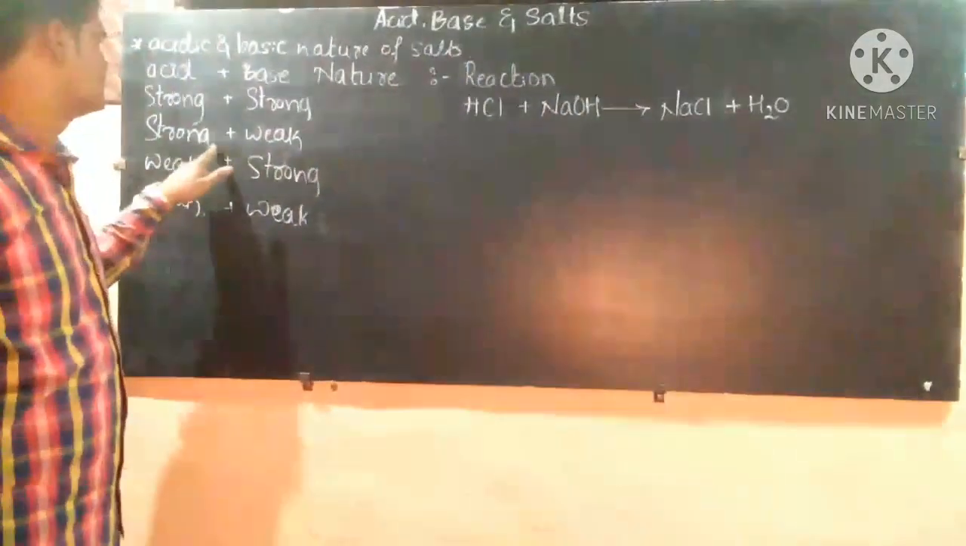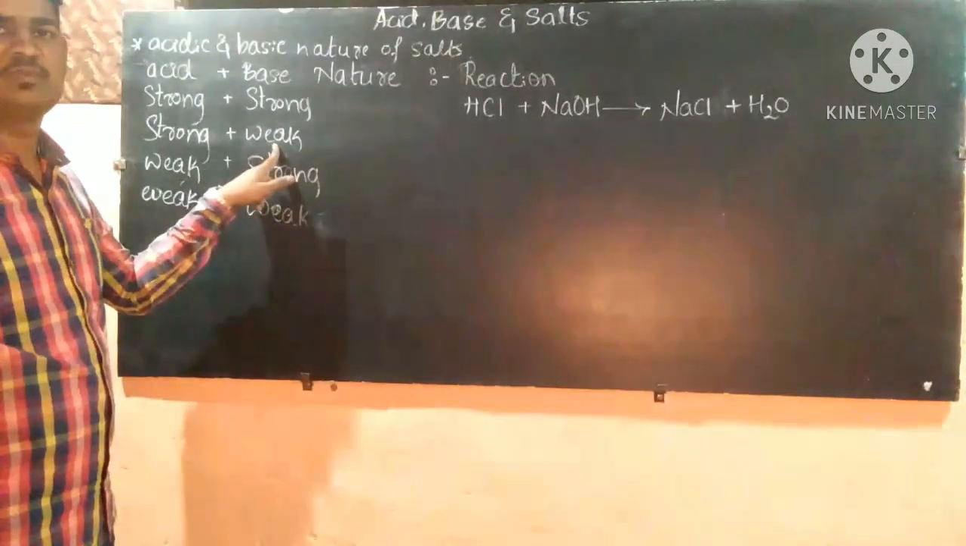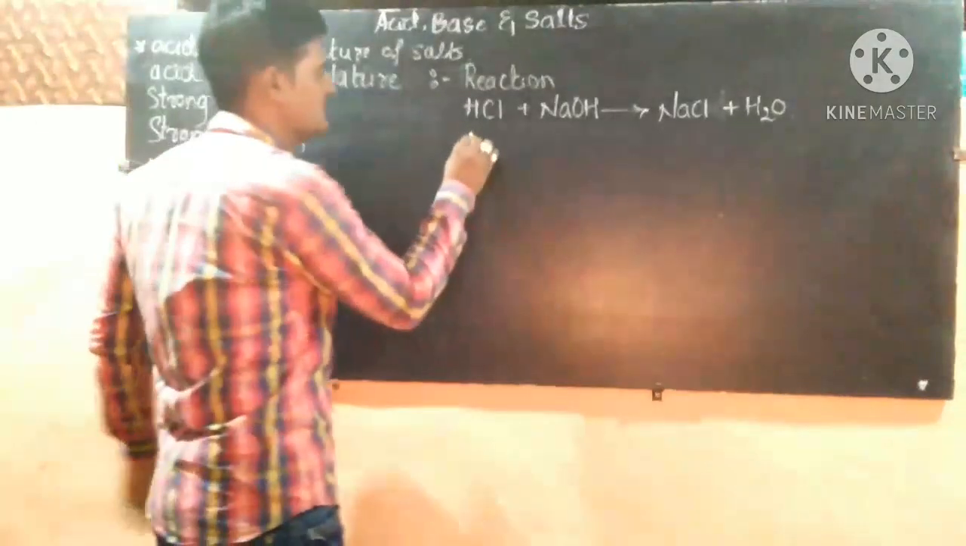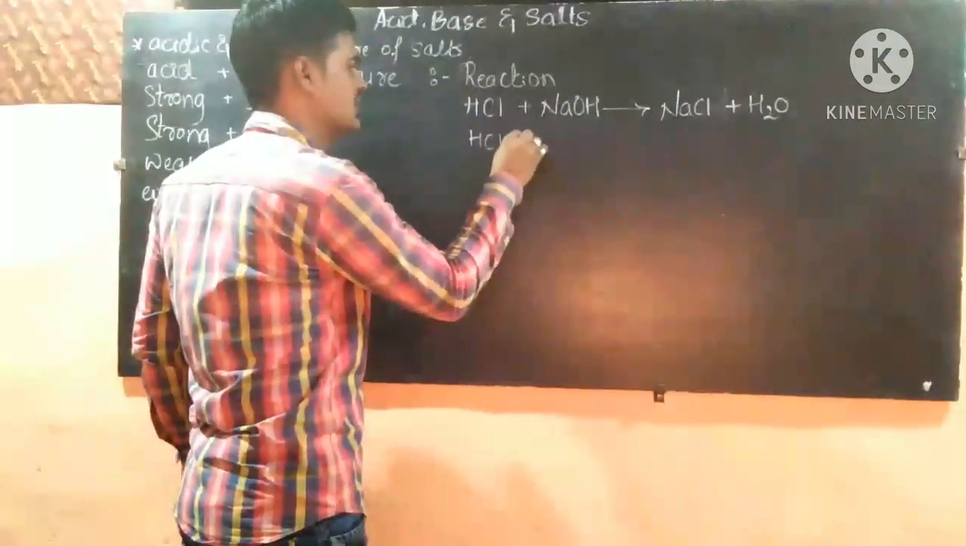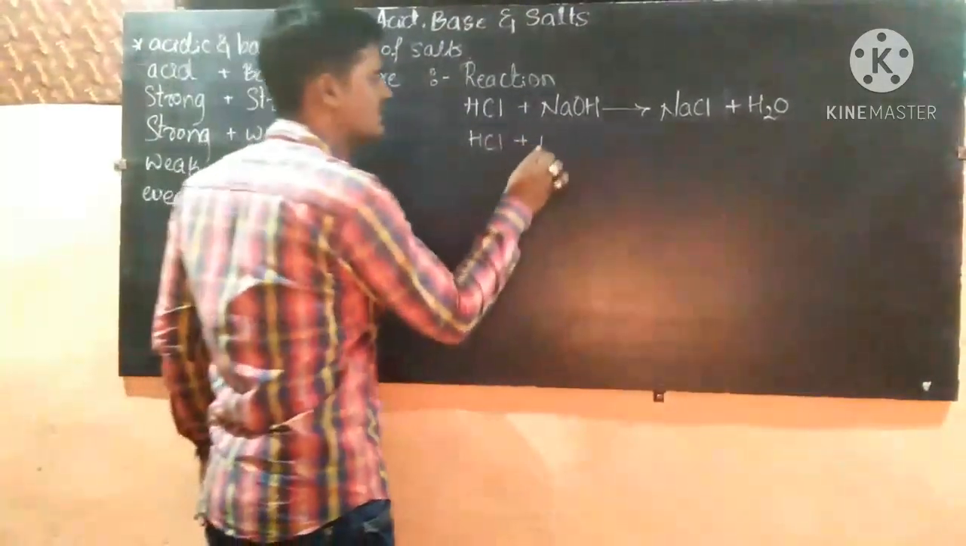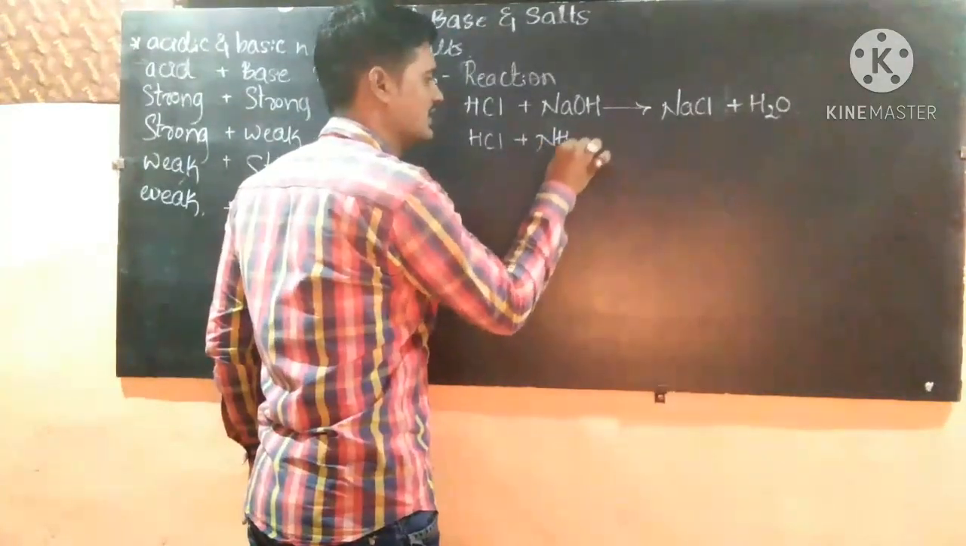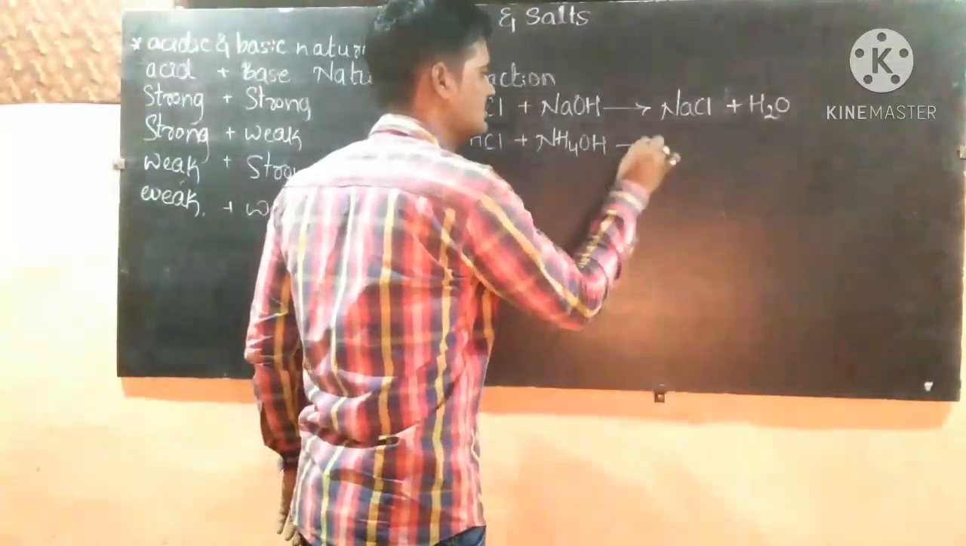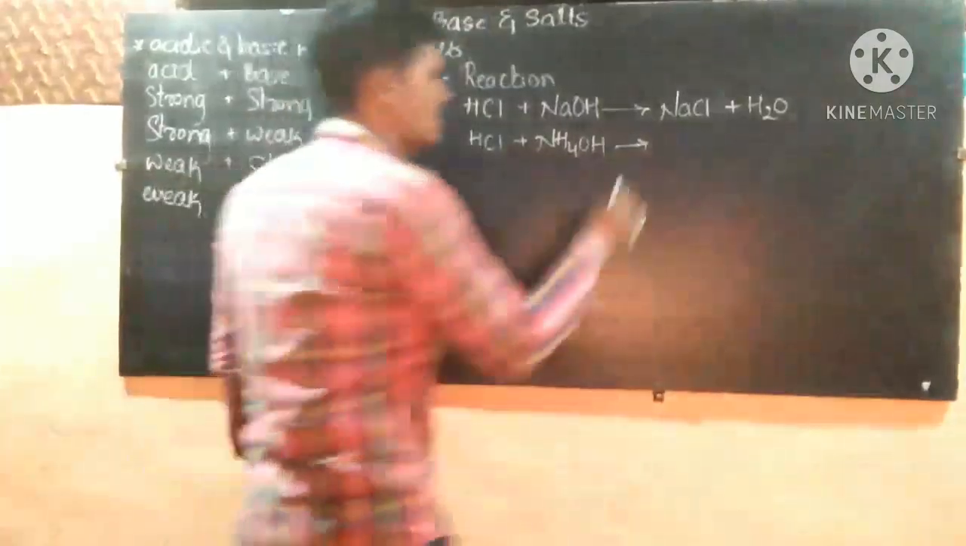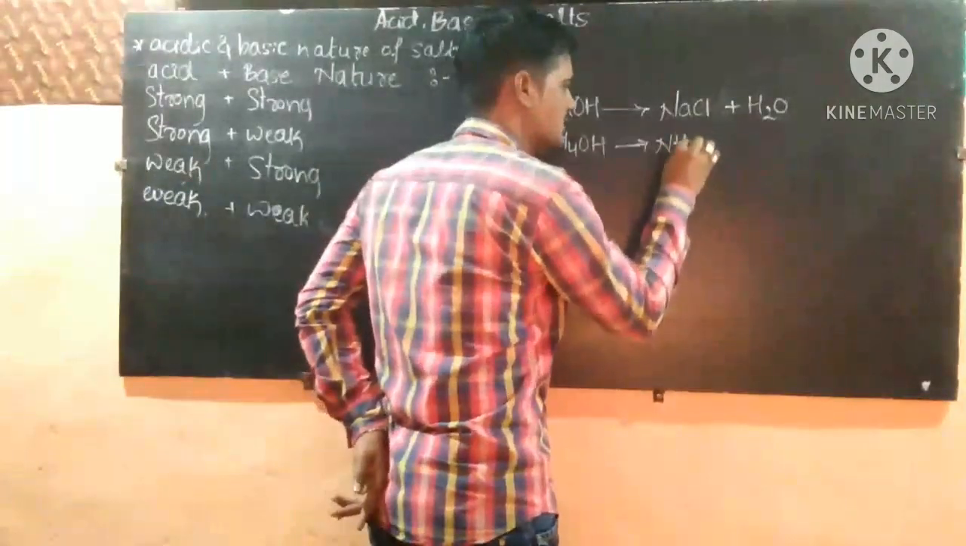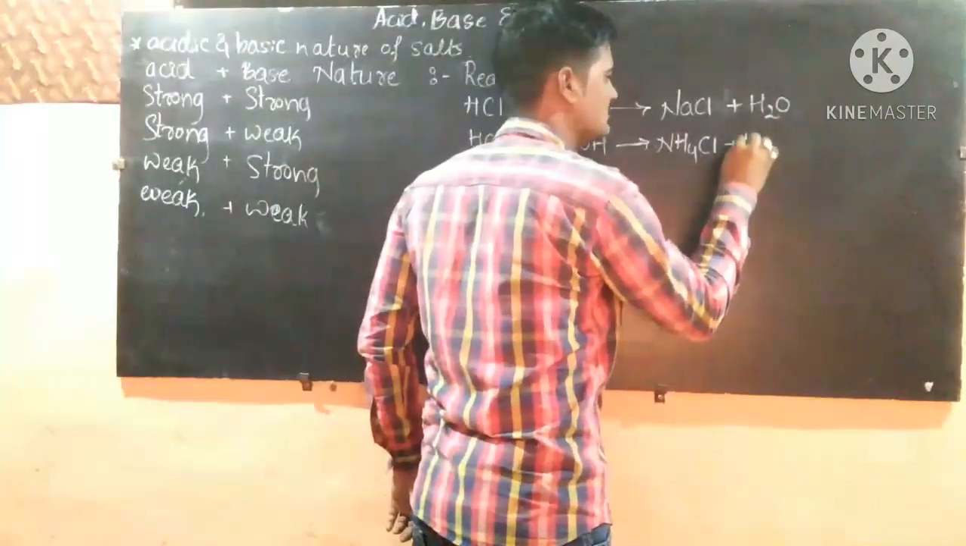And next, the strong acid and weak base. For the strong acid we will take hydrochloric acid again. For the weak base we will take ammonium hydroxide, that is NH4OH. The products formed are ammonium chloride, that is NH4Cl, plus water.